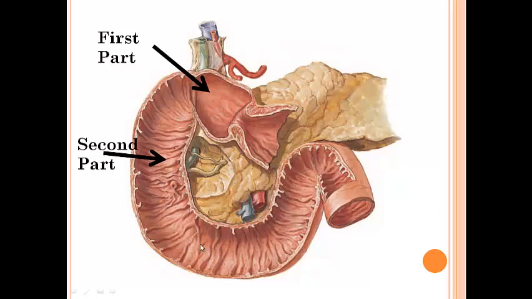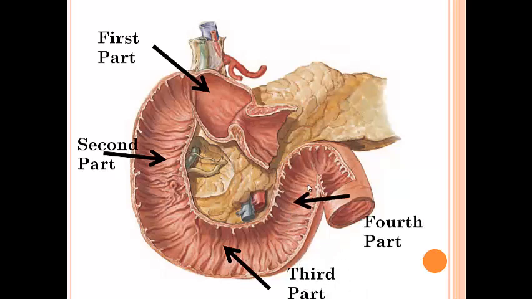So the next part passes horizontally. This part is usually referred to as the third part of the duodenum, and sometimes you will find it called the transverse part. And then finally, you've got the last part here that passes upwards. This is called the ascending part of the duodenum, or it's also referred to as the fourth part.